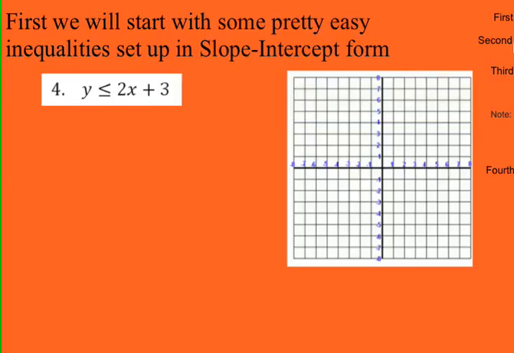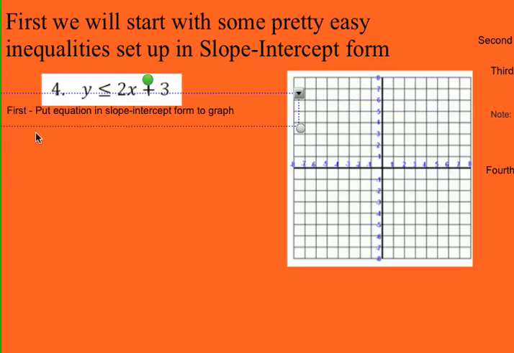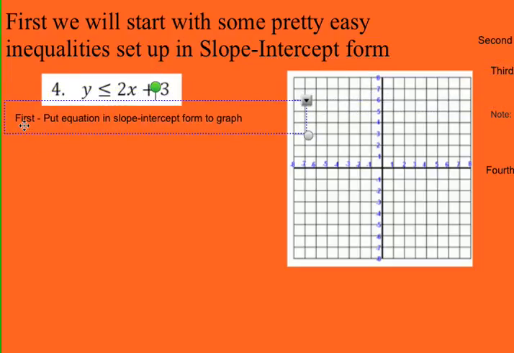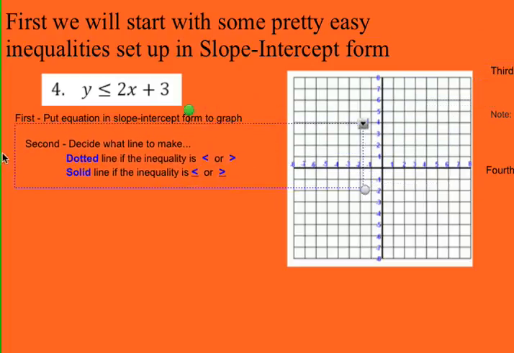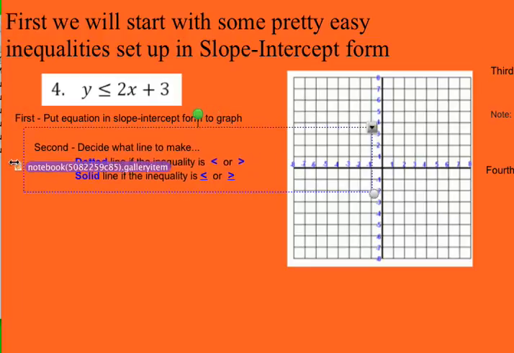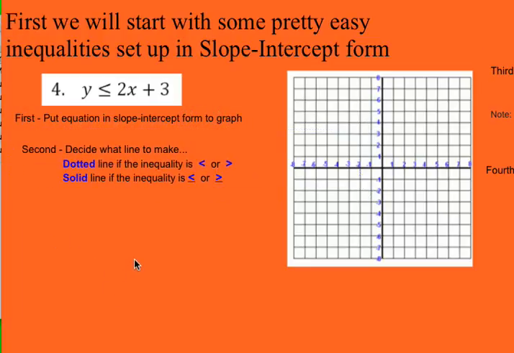So our first step is to put the equation in slope-intercept form. Is it in slope-intercept form? Absolutely. But take a second to write that down on your steps, okay, so that you have it if you get stuck. Our second one is to decide what type of line to make. So if it's a dotted line, if there's no line underneath the inequality, it's going to be dotted. It's a solid line if there's a line underneath the inequality. So for number 4, we are actually going to have a solid line.